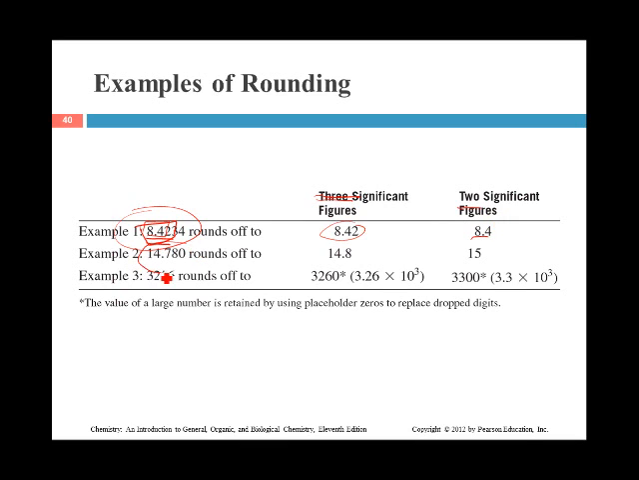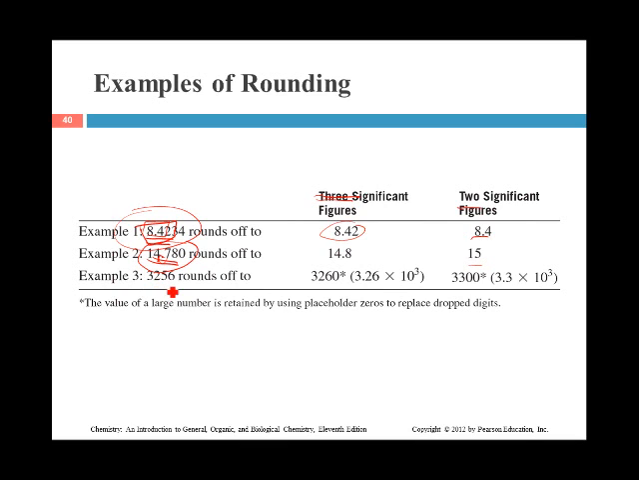So, for instance, if we take 14.780, and that's our number in our calculator, and we only need 3 of them, that'd be 14.8. However, if we need 2, that 7 rounds that 4 up to a 15.